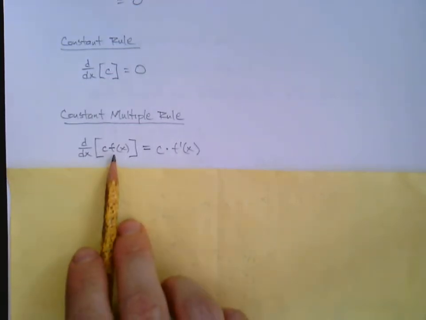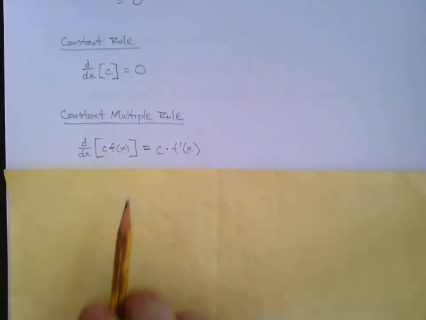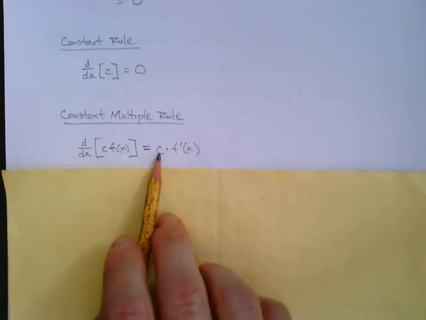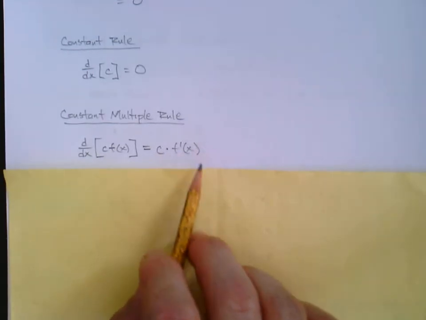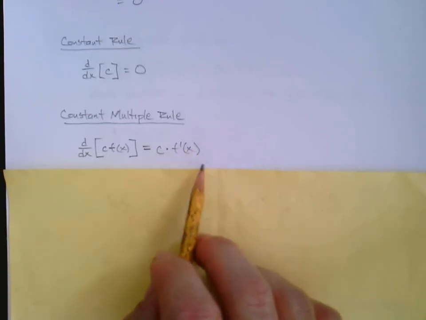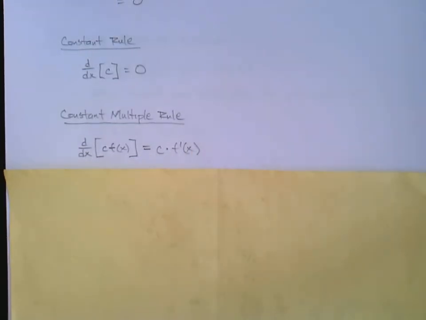Actually, that same format of the rule would apply to limits as well. If we had a number times a function, then the limit would be the constant times the limit of that function. The constant multiple rule. Okay, let's see it at work.